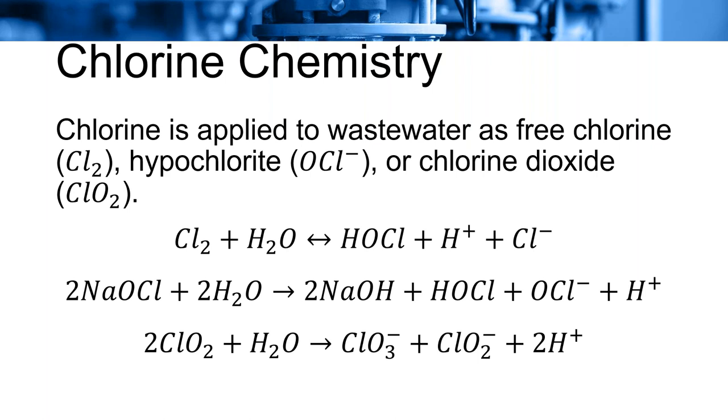So chlorine gas is a little more effective because it readily produces hypochlorous acid for disinfection, and hydrochloric acid. That differs from sodium hypochlorite, which will dissociate to also hypochlorous acid, but also the hypochlorite ion, which is a less effective disinfectant than hypochlorous acid and is more readily available at higher pHs. And then chlorine dioxide is more effective at even higher pHs of around 10.